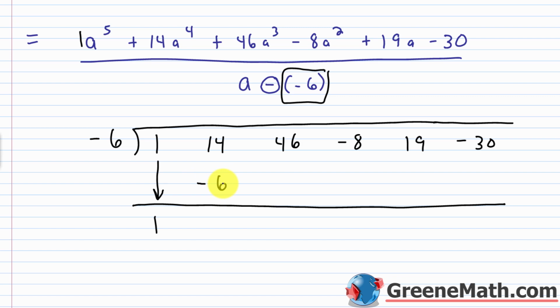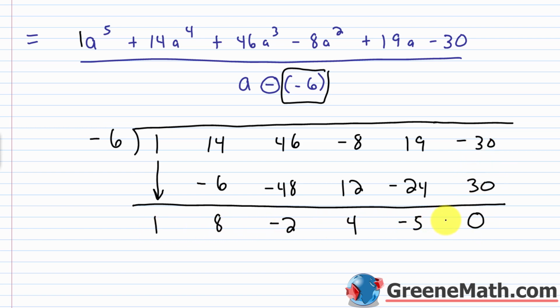That's negative 6. Then I want to add. 14 plus negative 6 is 8. Then I want to multiply. Negative 6 times 8 is negative 48. Then I want to add. 46 plus negative 48 is negative 2. Then again, I want to multiply. Negative 6 times negative 2 is 12. Then I add. Negative 8 plus 12 is 4. Then I multiply. Negative 6 times 4 is negative 24. Then I add. 19 plus negative 24 is going to give me negative 5. Then I multiply. Negative 6 times negative 5 is 30. Lastly, I add negative 30 plus 30, which is 0.